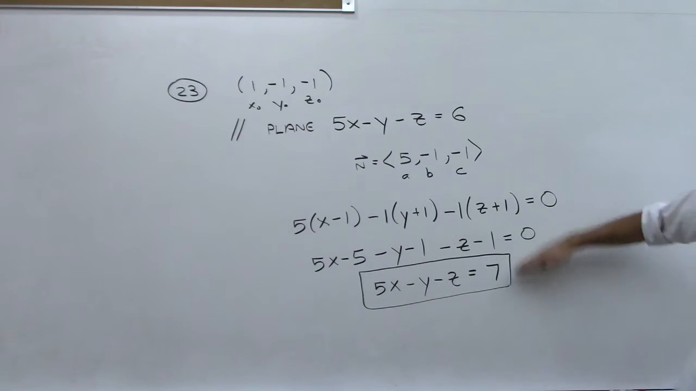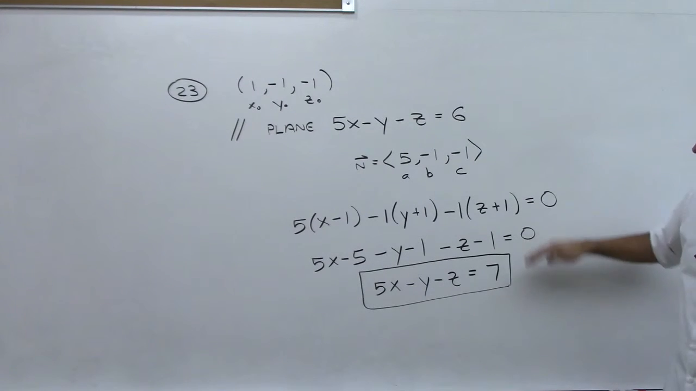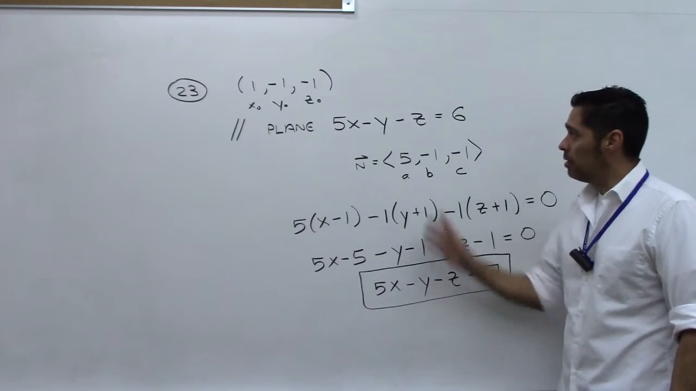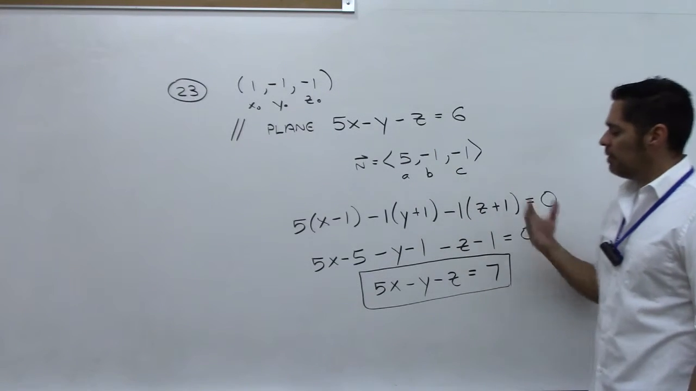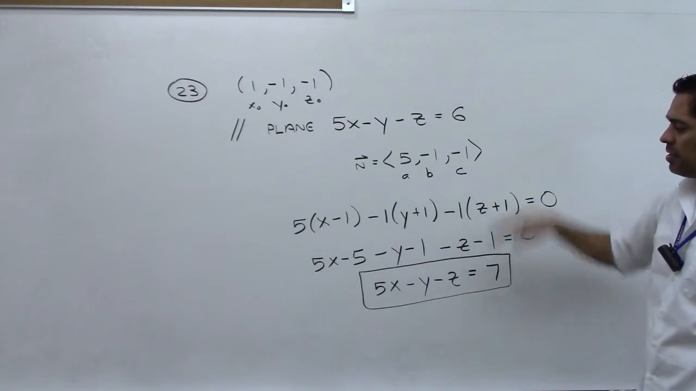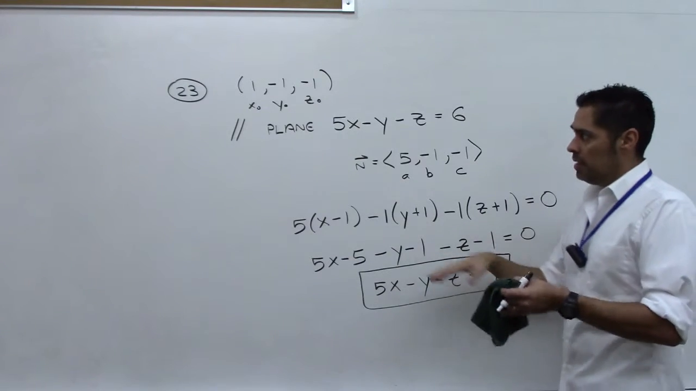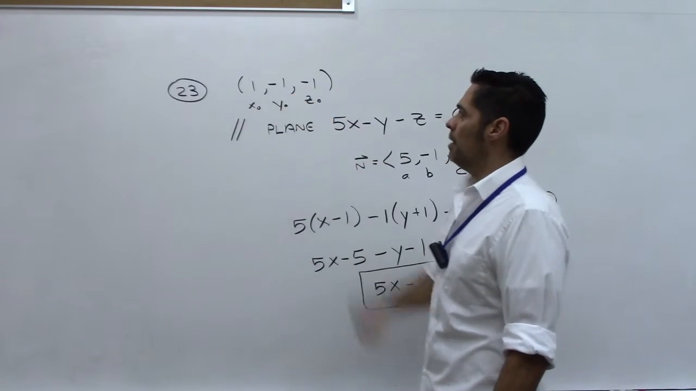You'll notice that these two equations are very similar. Well, they should be. They should be pointing in the same direction, which they are, 5, -1, -1, right? Same direction vector. The only difference is the constant on the other side, and that's really what had the effect of moving it. And it moved it exactly so that it would pass through that point.